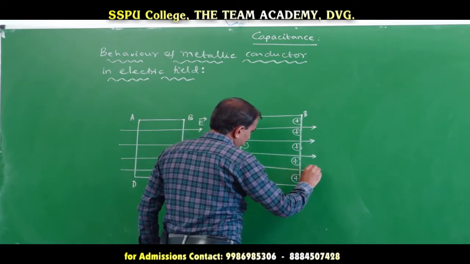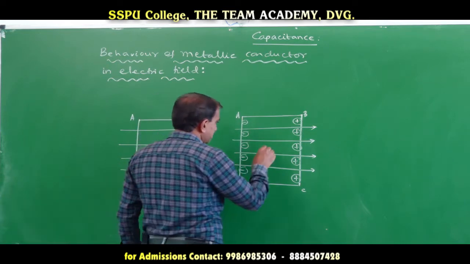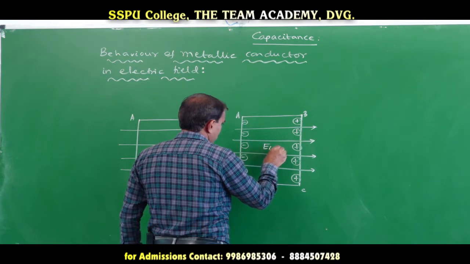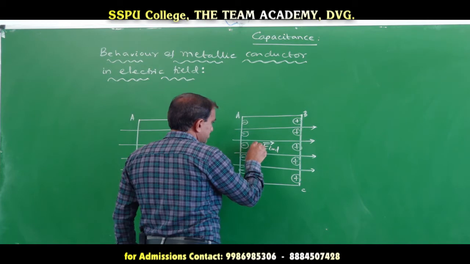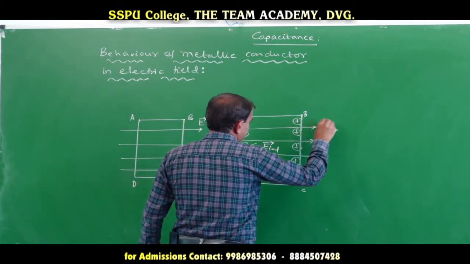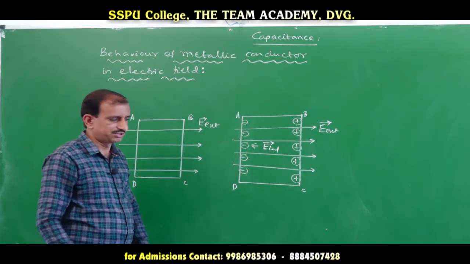Due to the separation of these charges, an electric field is induced inside the metallic conductor. This induced electric field is opposite to the external electric field. This is the external electric field.